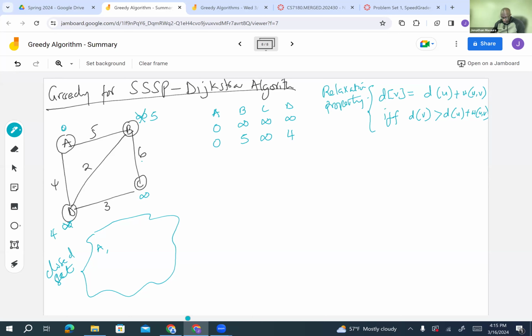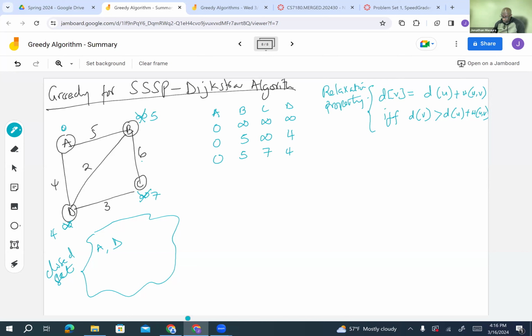And then we go to C, which is 3. So D is 4. 4 plus 3 is 7. So we're going to update C with 7. So this is 0, 5. This is 7. And this has already been seen. So D is here. D has already been visited. Now D is visited, so we are done with it.